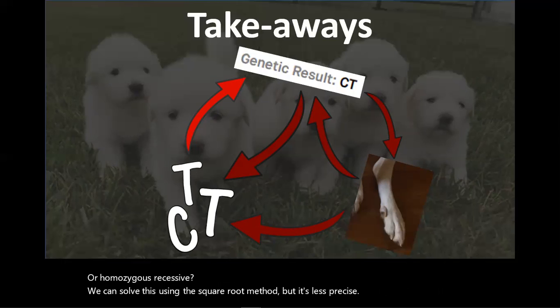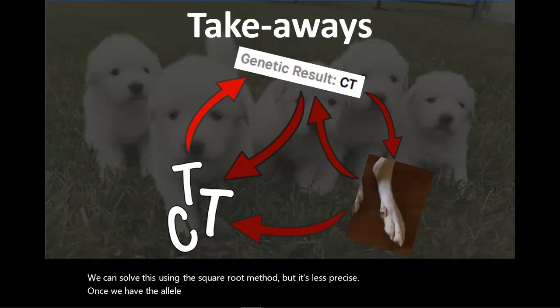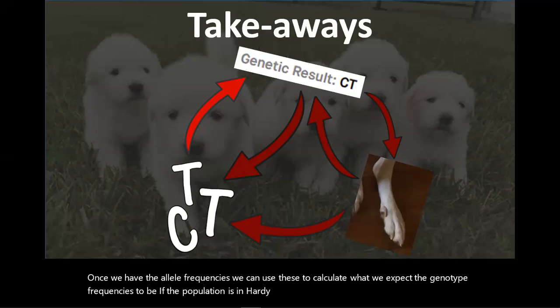Once we have the allele frequencies, we can use these to calculate what we expect the genotype frequencies to be if the population is in Hardy-Weinberg equilibrium.